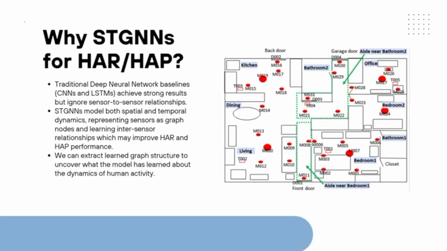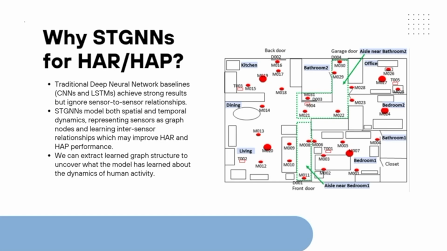The motivation for our research into SCGNNs for this task is due to the fact that while traditional models like convolutional neural networks and long short-term memory networks achieve strong results for human activity recognition and prediction, they capture only temporal patterns, ignoring the spatial relationship between sensors. SCGNNs address this by jointly modeling spatial and temporal dynamics.